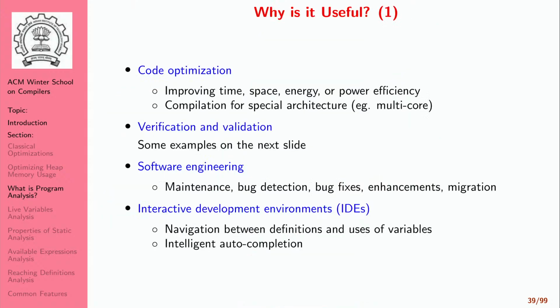Okay. So why is it useful? It is useful for code optimization. We may want to improve time, space, energy or power efficiency. You have a software running on a mobile phone, you don't want it to consume too much of a battery. Does anyone have an idea of what kind of things one can do for energy and power optimization? Just a guess. What can we do?